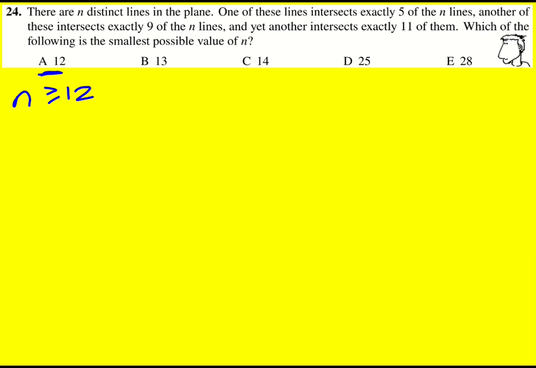This piece of information gives us our first little bit of insight into how to go about solving it. So for one of the lines to only intersect five of the n lines, we're going to need to have seven of the 12. Remember, we're trying out 12 and seeing if it works. If we show that it can't be possible, then we'll work at 13 and so on. But it makes sense to start with the smallest number and see if it can work.